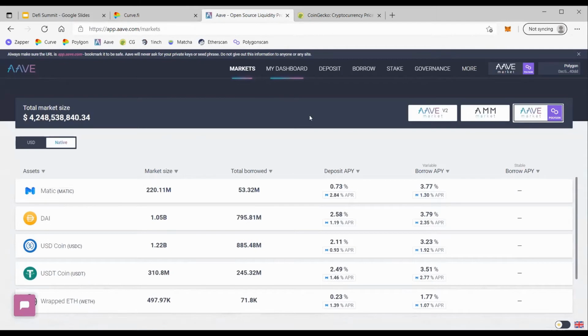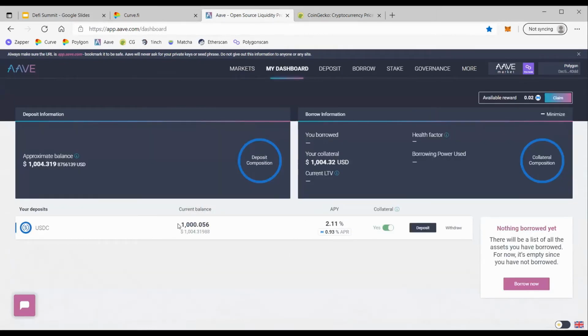For the purpose of this, I've deposited 1,000 USDC as an example. So I'm lending out 1,000 USDC, and you can see the current rate is 2.11% APY with a kickback, or an extra bonus, of 0.93% paid out in Matic. I deposited this $1,000 last night, and you can see this available reward continues to go up. Of course, I only put in $1,000, so it's very, very slow.